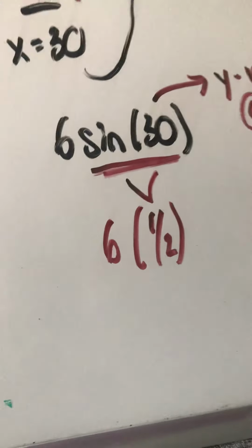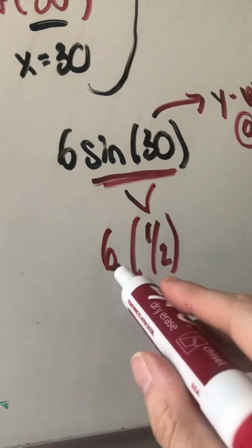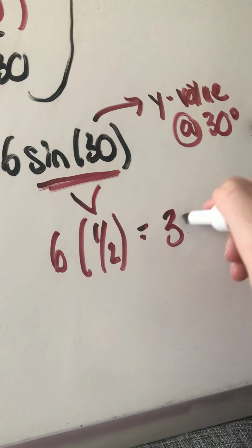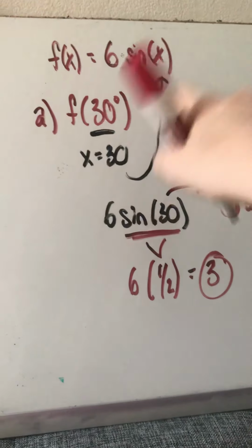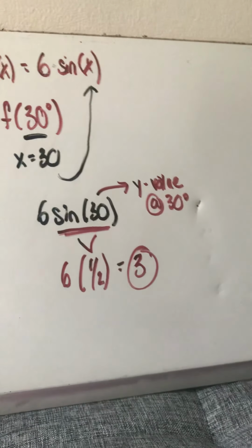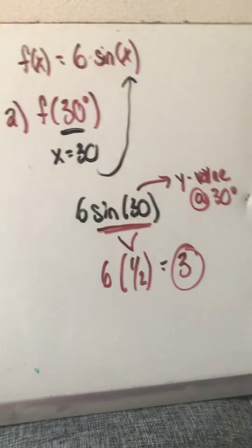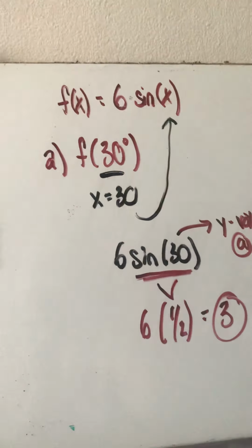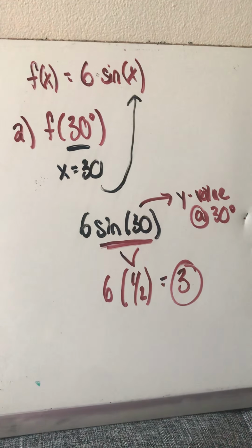And I'm just bringing down the 6 because I didn't do anything with that value yet. And your last and final step is going to be 6 times 1/2, which will give you a final answer of 3. So that's it. F of 30 is equal to 3. This is like what you guys did at the very start of the year in November, when I gave you quadratic functions, when I gave you rational functions. You took a value, you substituted it in for x, and you just simplified it using your order of operations.